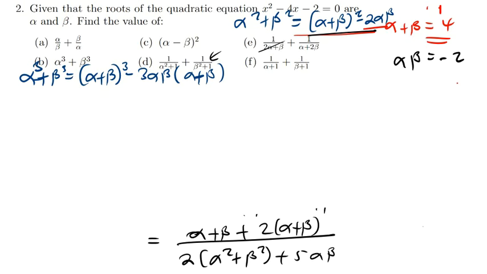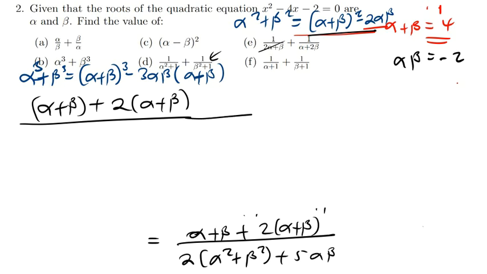So then alpha plus beta plus 2 alpha beta, that is the top part. I'll divide this by 2. Where there is alpha squared, we replace with this one, don't forget. Alpha plus beta squared minus 2 alpha beta. I'll do it like that. Then plus 5 alpha beta.